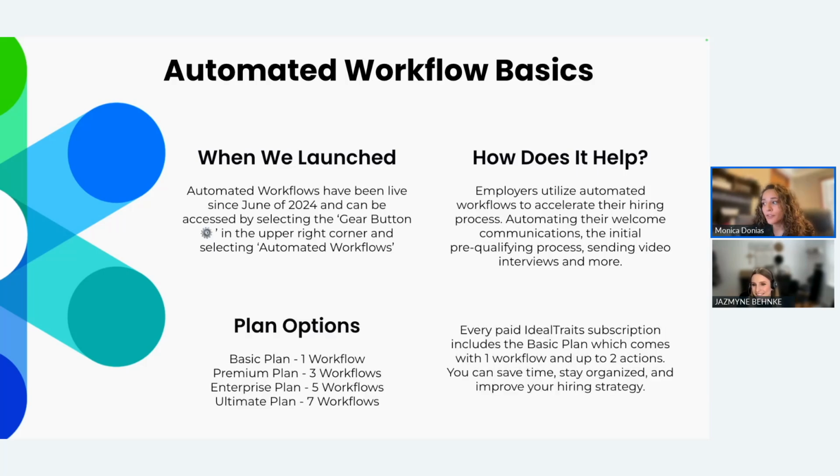We do have a couple of different options as well. We currently have our basic plan, which includes one workflow. That is what everyone currently has within their Ideal Traits account. It comes with up to 2 actions, and you can save it at any time. But if you are ever looking to do more within the account, just add on a few different workflows. We have a premium plan, which includes 3 workflows, the enterprise plan, which is 5 workflows, and the ultimate plan, which is 7 workflows. Depending on what you and your business might be looking for, we have different options for you. But what do you say we go in and show them how to use it?